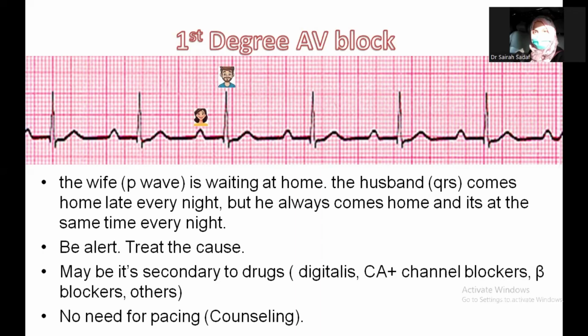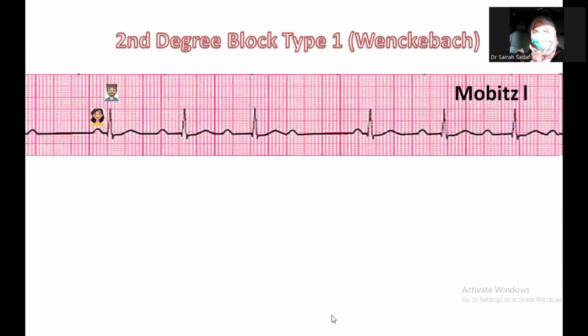It's just that the PR interval is prolonged. Not so prolonged that the QRS complex has started missing. At least the QRS complex is appearing, and appearing at a fixed time. So there's no need for pacing, right? Samajh aayi? Okay, now next, second degree block type 1, Mobitz type 1 or Wenckebach.